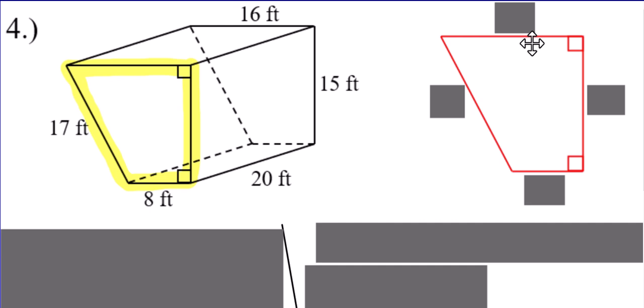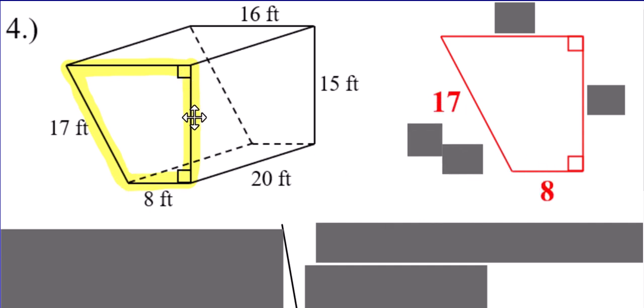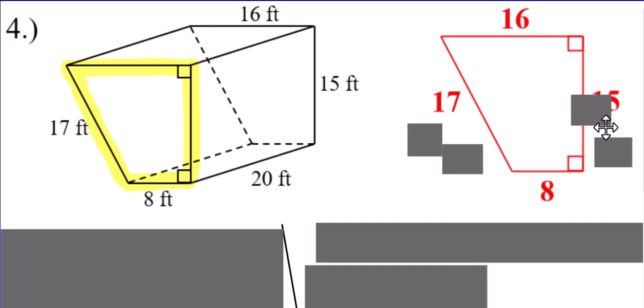If you realize you already botched up number 4 and maybe you accidentally thought the rectangle at the bottom was the base, then please hit pause, fix your work, and then hit play once you're done with all your edits. Okay, the sides of the trapezoid. The left side is 17. The bottom side is 8. The right side of this trapezoid was shown in the back. So was the top side. So that's 15 and that's 16.